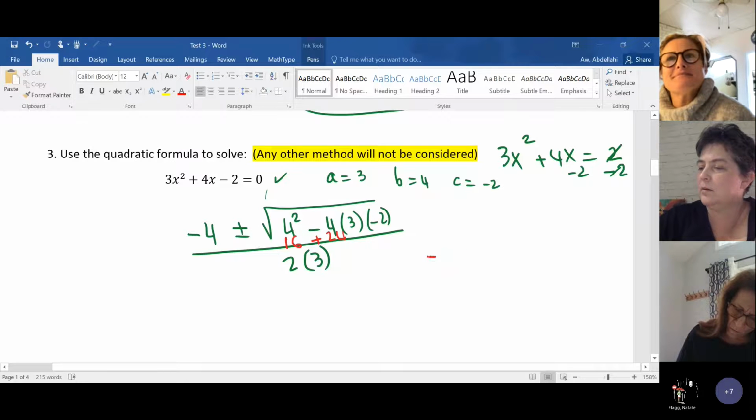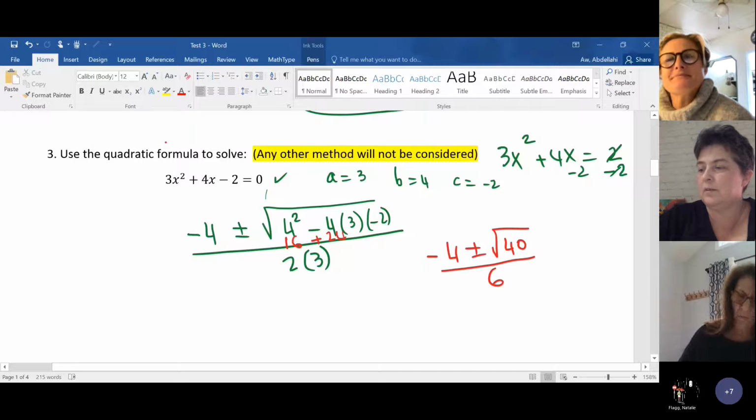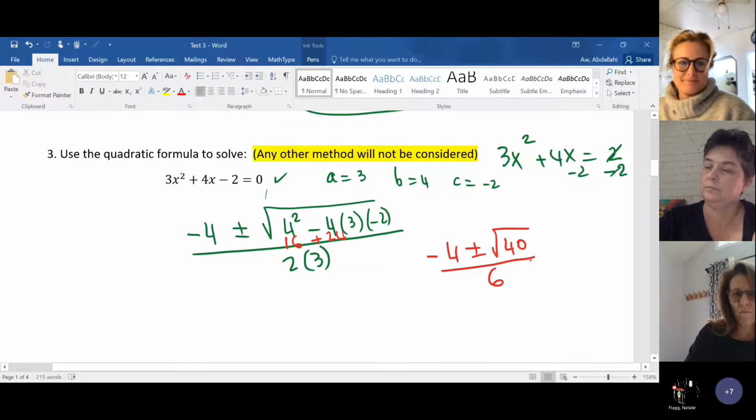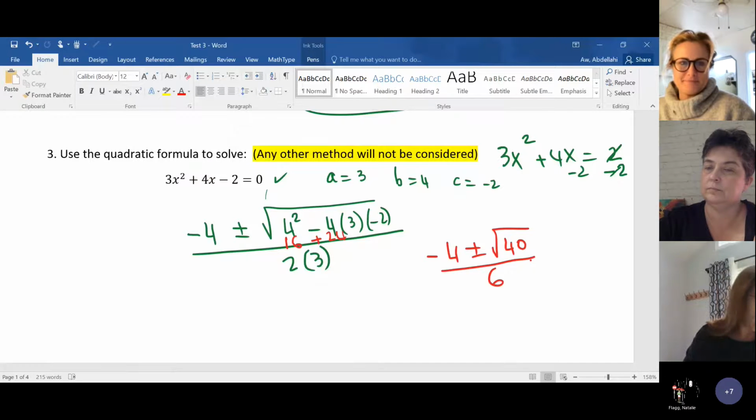You see, it's going to be -4 plus or minus square root of 40 all over 6. Now, if nothing tells me to simplify, I can stop right here. But if I want to simplify, I can go ahead and do it. You just rewrite, okay?